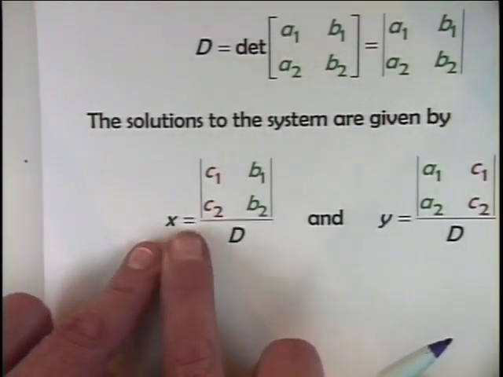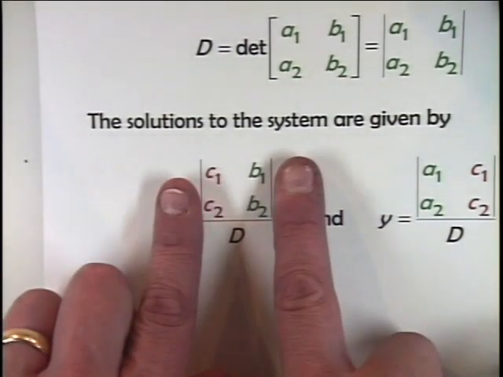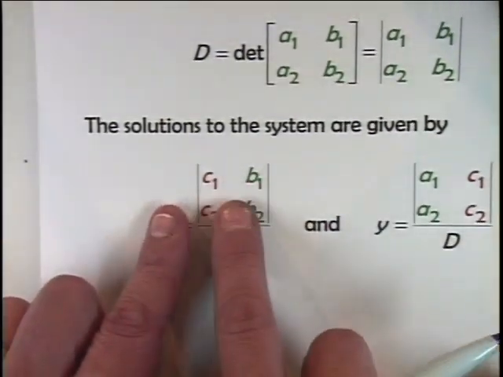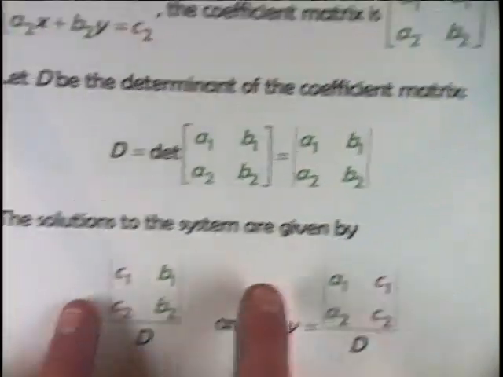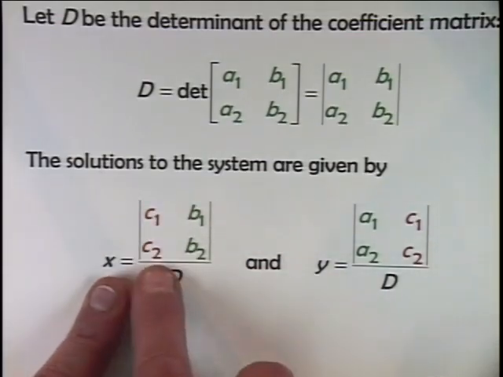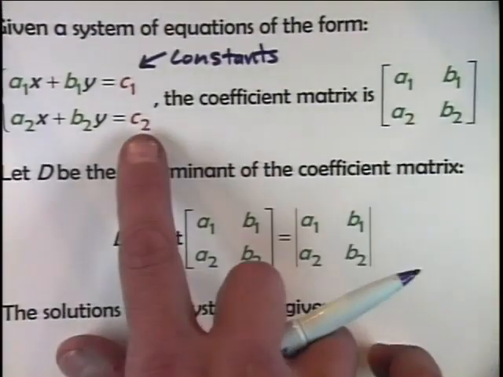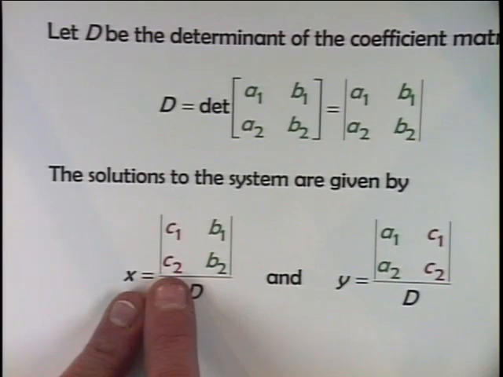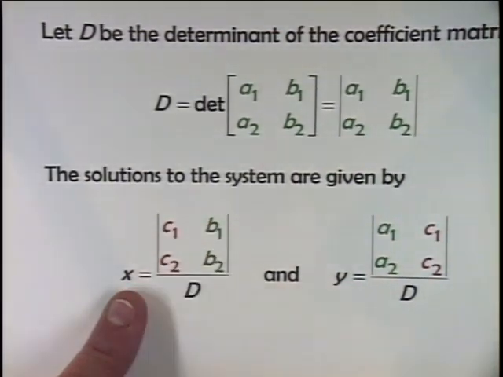The x solution, the x coordinate of the solution, is going to be the determinant of this right here. And all we've done is we've taken our coefficient matrix, and since we're solving for x, we replace the x coefficients with the constants up here, the constants column. And then we evaluate that 2 by 2 determinant, and we divide it by the determinant of the coefficient matrix.